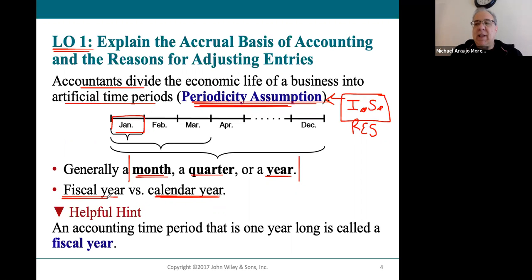Well, let's take an example of, say, a dental office or a hospital. Dental offices and hospitals probably would use a calendar year. There's no particular time of that year in which they're exceptionally busy. They're not a seasonal business. They're open all the time, year round. And so there's no reason that they can't end their accounting year when the calendar year ends and report.